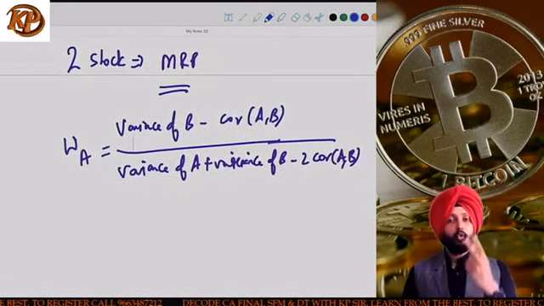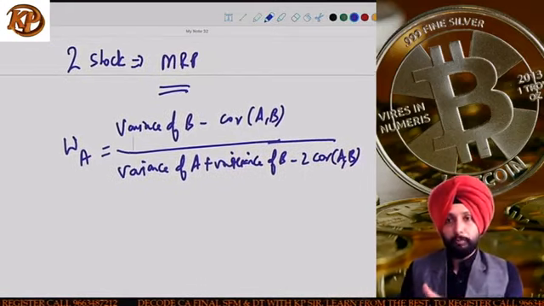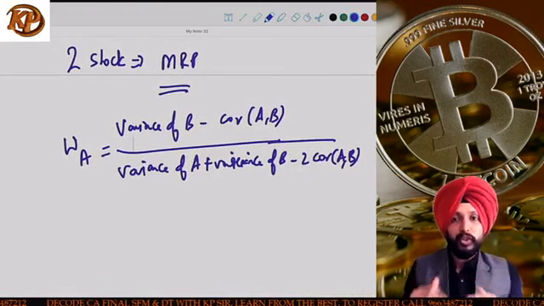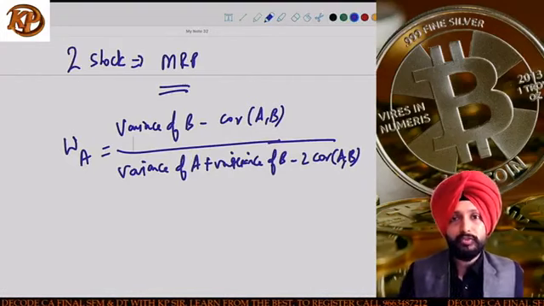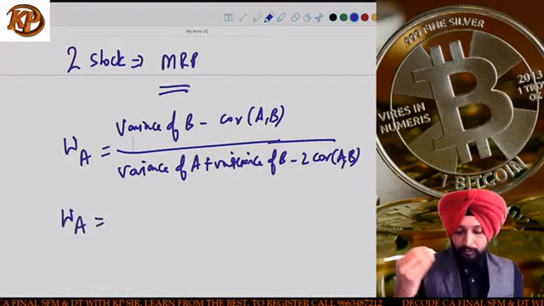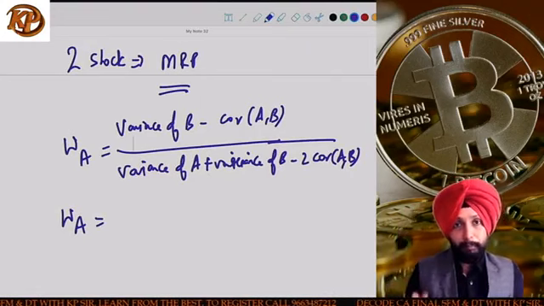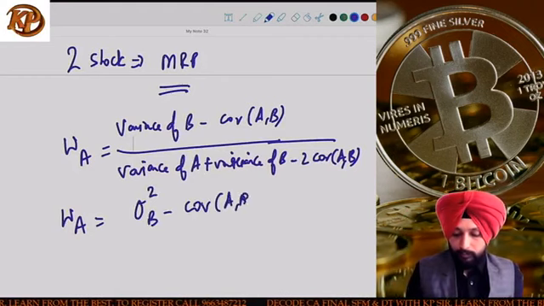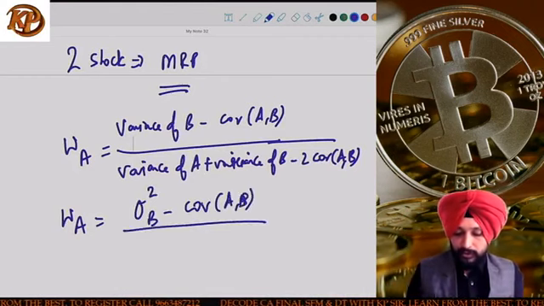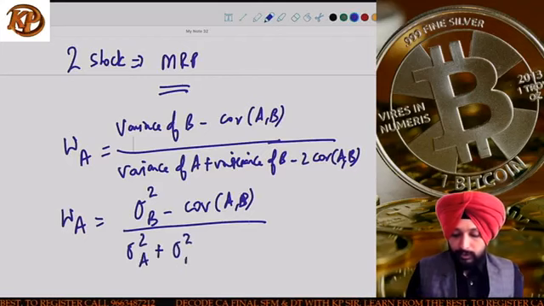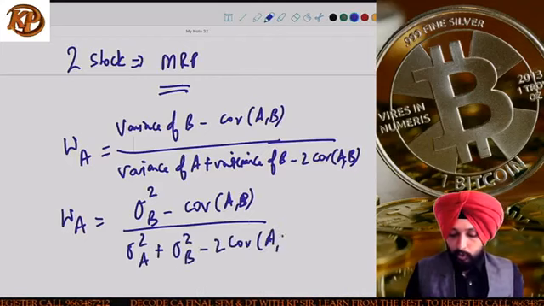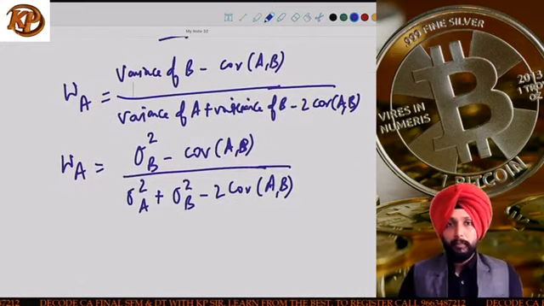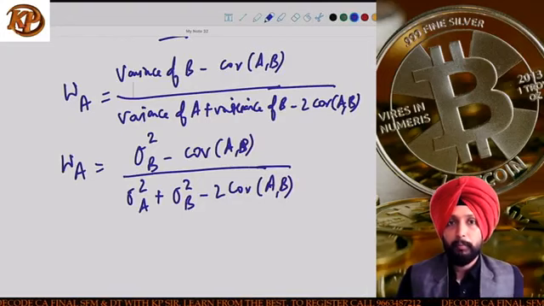With two stocks, if I want to achieve a minimum risk portfolio, that is, use the weights of two stocks in such a way in a portfolio that we achieve the least risk for that portfolio, then we use this formula. We calculate the weight of A. In the numerator we take variance of B, which is sigma square B, minus cov AB, divided by sigma square A plus sigma square B minus 2 times the covariance between A and B. That's the formula we use.